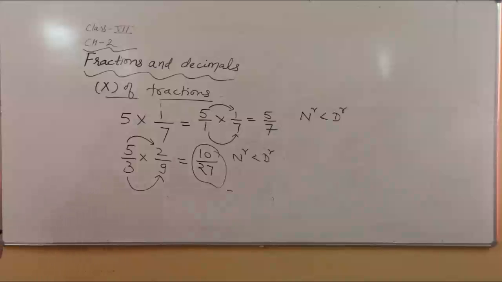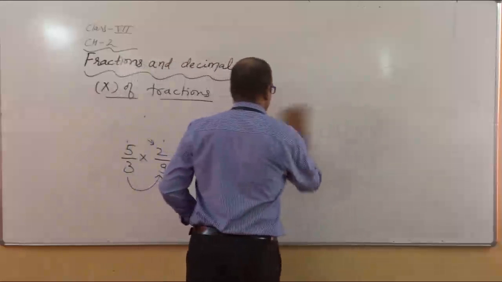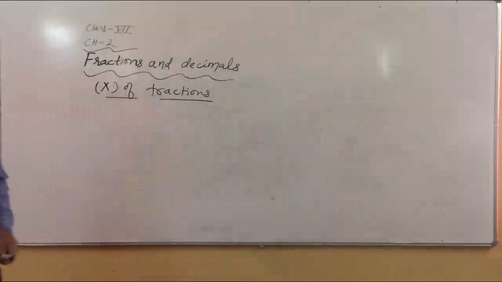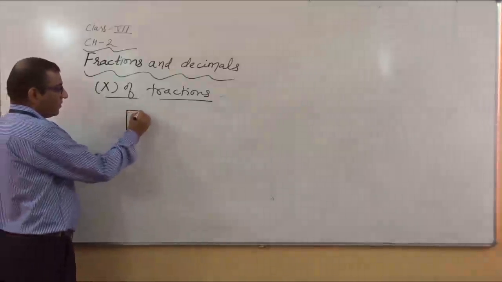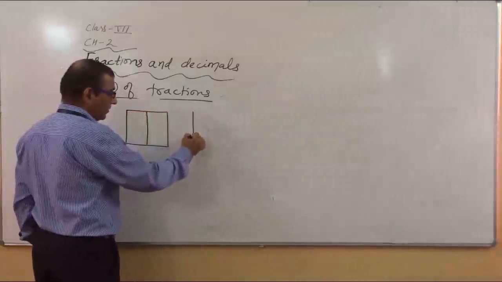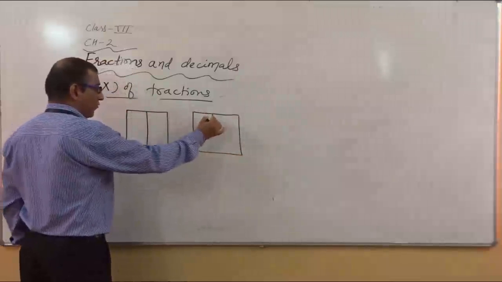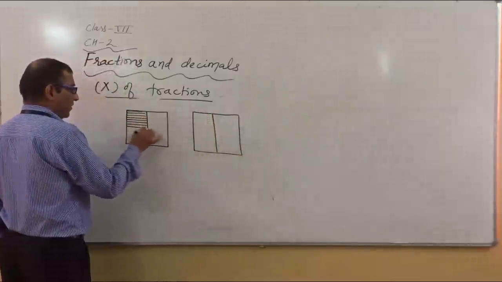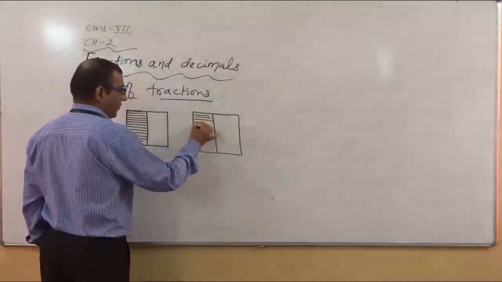Now I am taking one more example with a diagram so that it will be more clear to all of you. Again it is part of multiplication of fractions. So I am taking some diagrams here. This is a square. Two equal parts are here. Again I am taking one more square. We see again two parts are there. This is your shaded portion. Equal portions are there. Again I have shaded this portion.